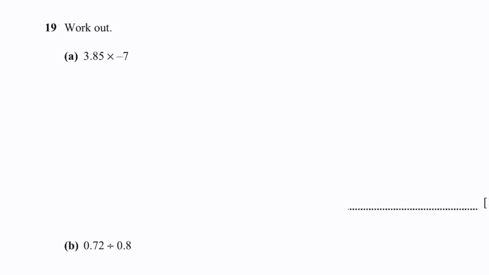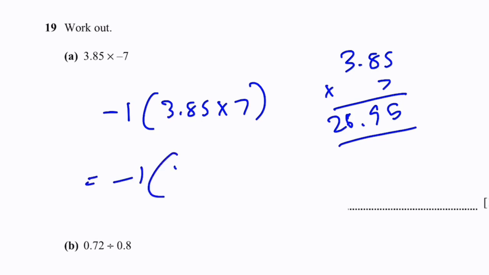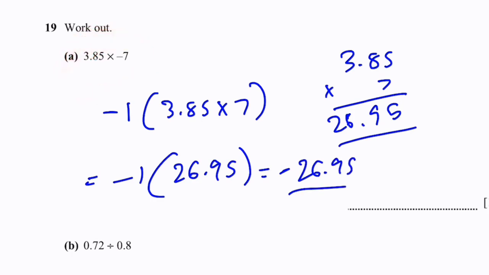Question 19. Work out 3.85 times minus 7. That'll be just minus 1 times 3.85 times 7. We'll do that now. You get 5 here, 9, 26, so 26.95, and that'll be minus 1 times 26.95, which is minus 26.95. After multiplying, you put a negative back. It's much easier. That's the answer.